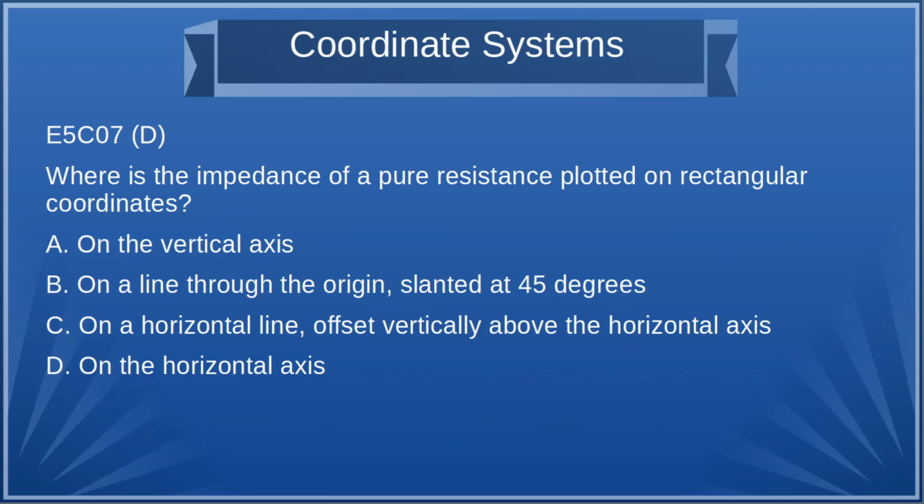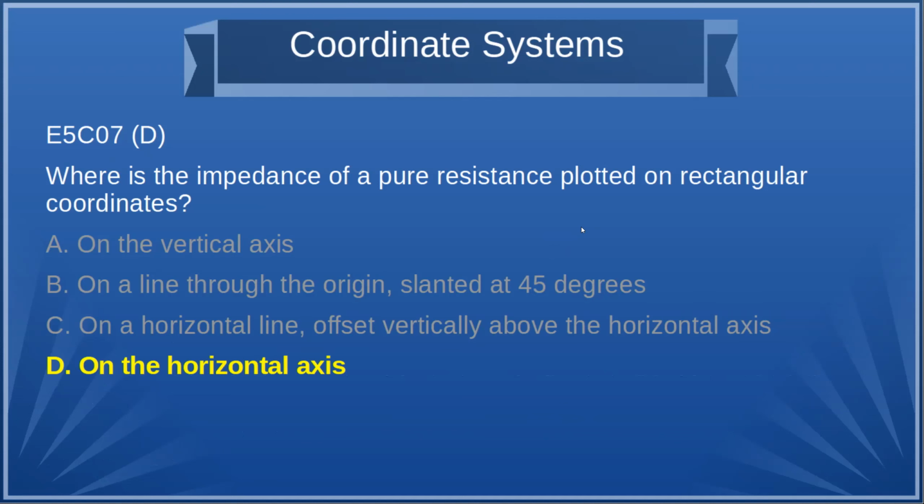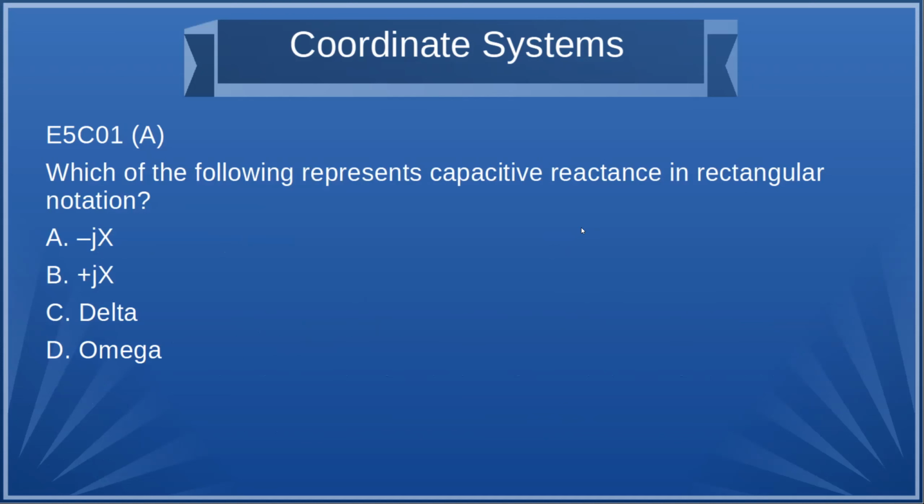What is the impedance of a pure resistance plotted on rectangular coordinates? Only on the horizontal axis. Okay, these are hard ones.